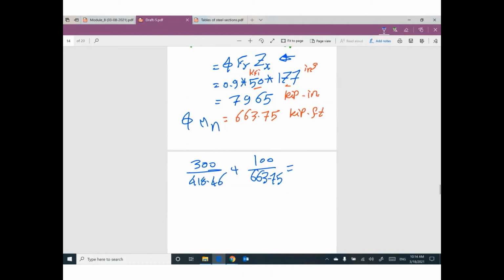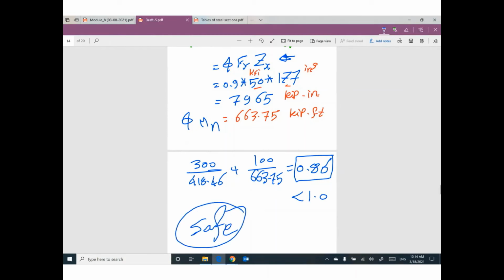100 divided by 663.75, 0.86. It's smaller than 1. You are safe. And in my opinion, you are good. I believe 0.86 will be good.